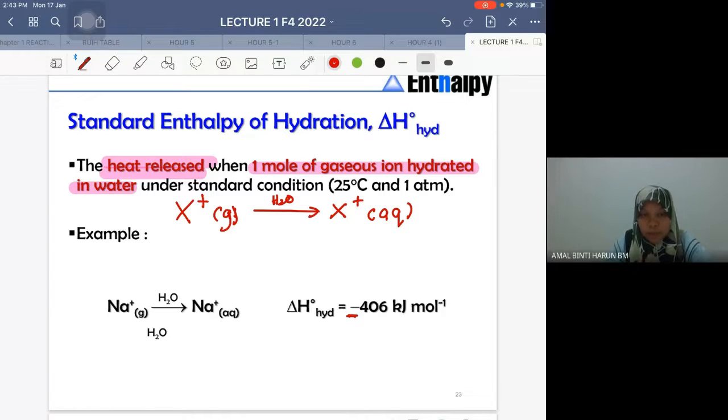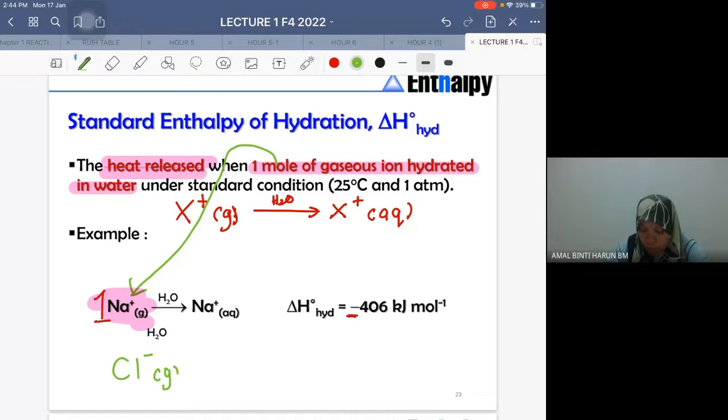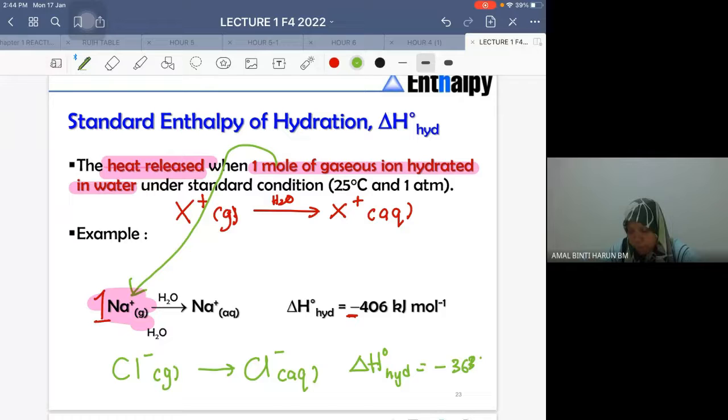And then contoh yang lain saya bagi is 1 mole of gaseous ion hydrated. Dia refer kepada mana? Refer kepada ini. Siapa yang kena satu tadi? Ni. Okay, contoh yang lain kita bagi adalah chloride ion gas. Masukkan di dalam air. So dia akan dapat chloride aqueous ion. Delta H dia mesti delta H hydration. Mesti negatif. Kilojoule per mole.